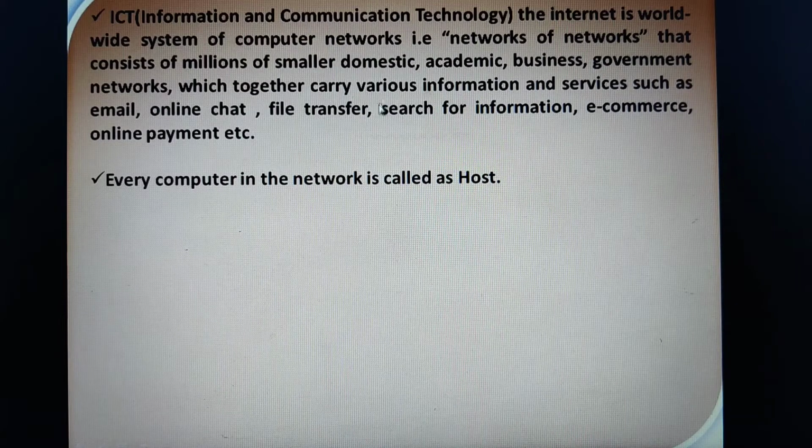The networks could be domestic networks, academic networks, in the sense of networks related to education, networks related to business, government, which help you to provide services like email, online chatting, file transfer, online payment, that is e-commerce, and searching for any specific kind of information. So the one network which provides all these services, interconnected with the different kinds of networks, we can refer to as the network of networks. This is the definition given by ICT, that is, information and communication technology. I hope you are able to understand.